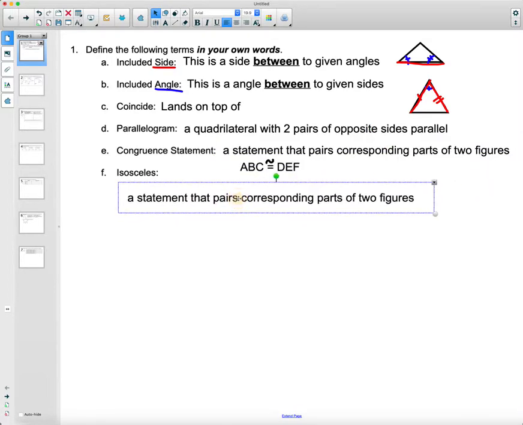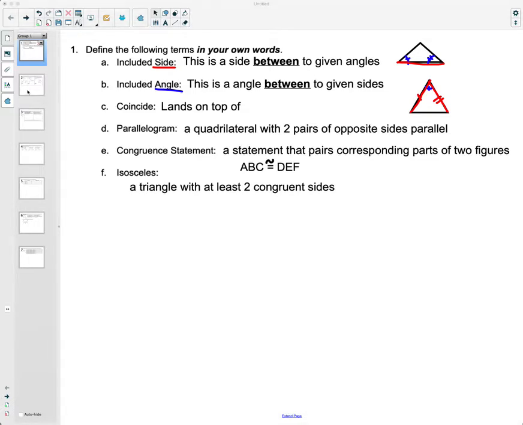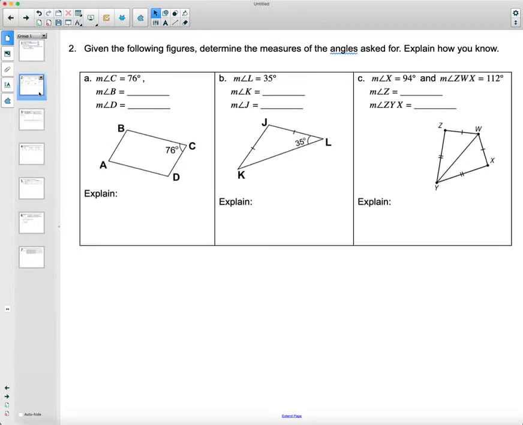Isosceles, okay, so a triangle with two congruent sides, and really it's at least two congruent sides. Okay, so that would be isosceles. All right, then in number 2, we've got some different figures and we're given some information here. So in this first one, it should be a parallelogram. It doesn't explicitly state that, but this should be a parallelogram.